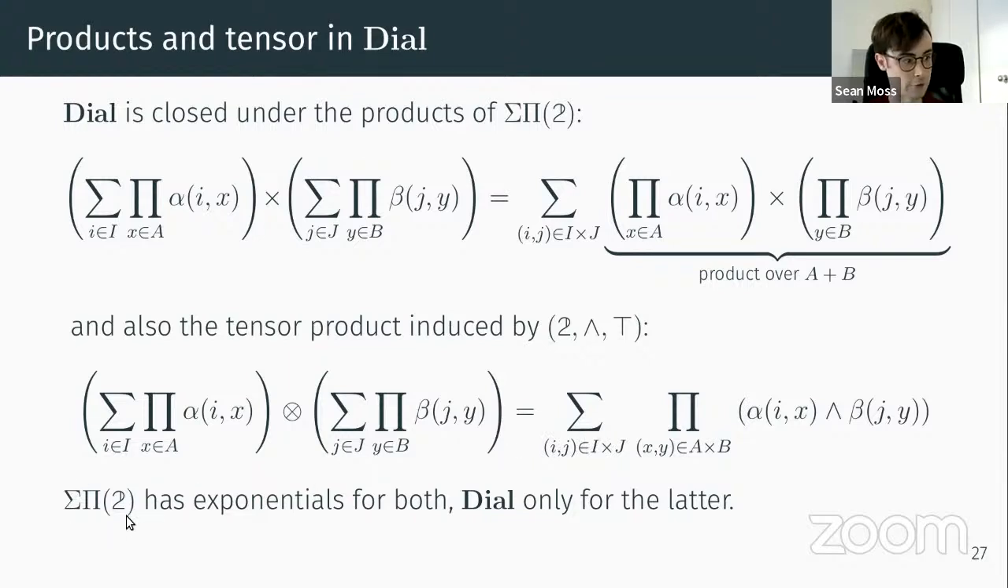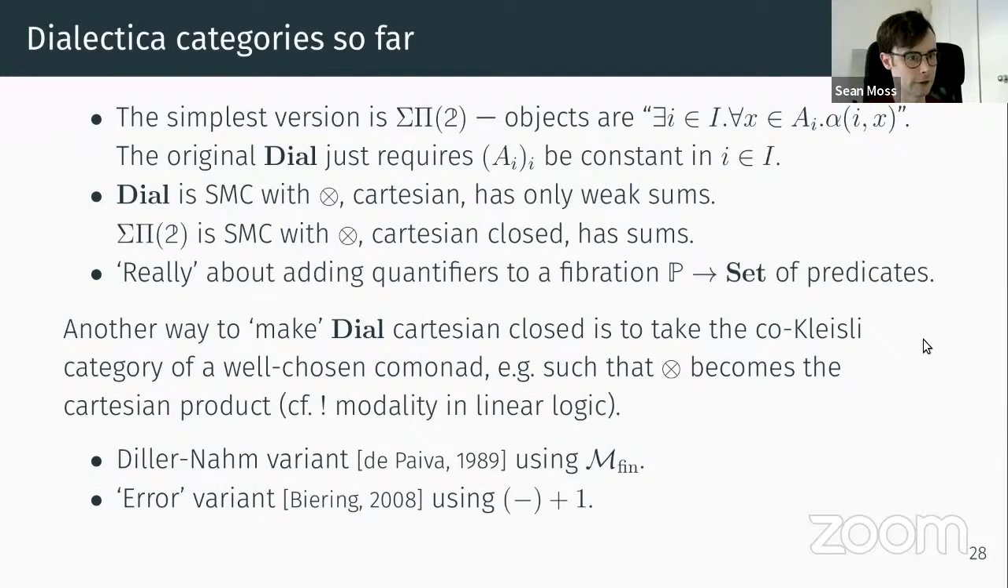So note that sigma pi of 2 has exponentials for both of these, but dial only has it for the latter. So there's always this search for a dialectica category which is Cartesian closed, and this is a way to do that. By embedding dial in this slightly bigger thing, you end up adding exponentials for the Cartesian monoidal structure.